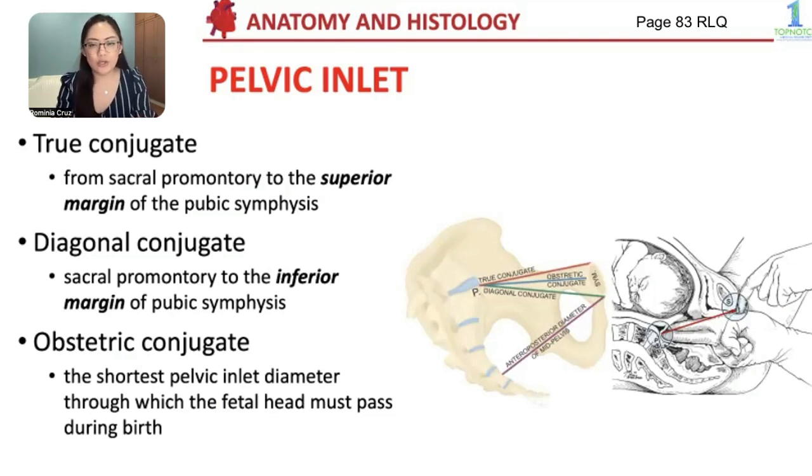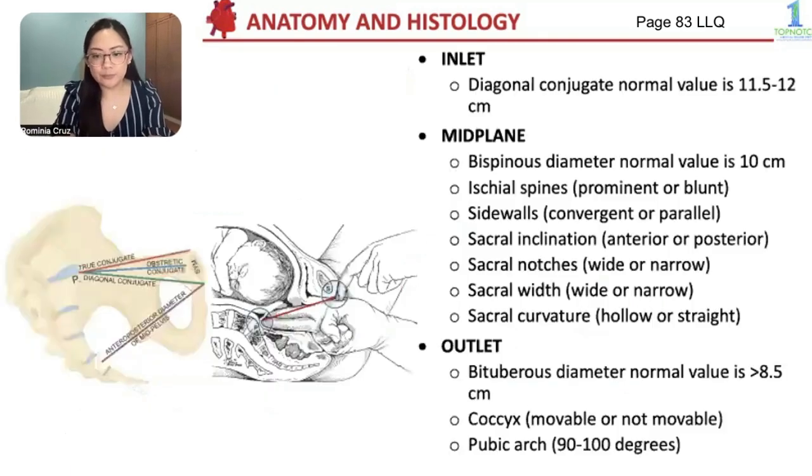Kaya siya obstetric conjugate, di ba? So kung maghuhula na lang din kayo kung ano most significant obstetrically, that's your obstetric conjugate. And it's because it's the shortest pelvic inlet diameter through which your fetal head must pass during birth. However, this conjugate could not be assessed clinically. So what we do is we estimate this conjugate by indirectly subtracting 1.5 to 2 centimeters from your diagonal conjugate, because your diagonal conjugate is the only conjugate of your pelvic inlet which can be assessed clinically.